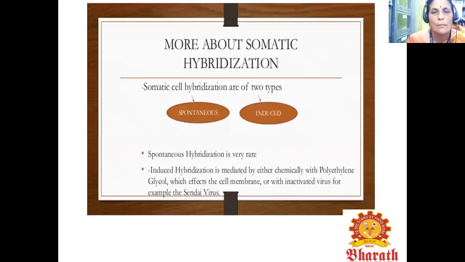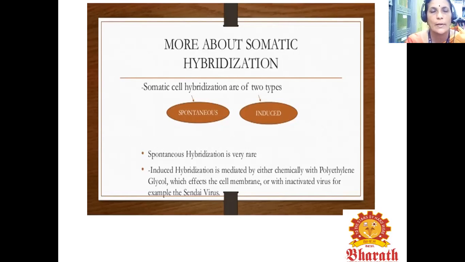Next, more about somatic hybridization. We already know the definition of somatic cell hybridization. It is of two types: spontaneous hybridization and induced hybridization. Spontaneous hybridization is very rare. Induced hybridization is mediated either chemically with polyethylene glycol, which affects the cell membrane, or with inactivated virus, for example, the Sendai virus.